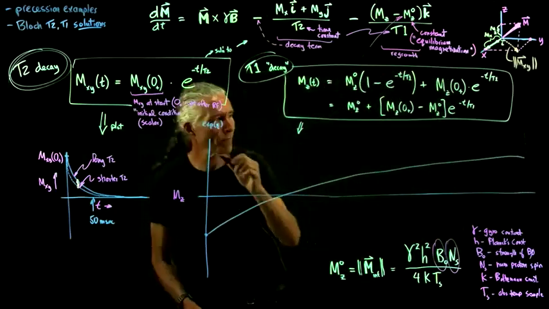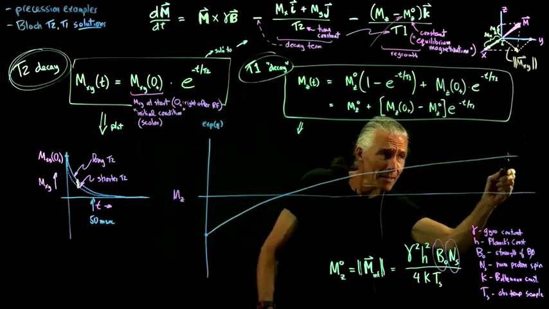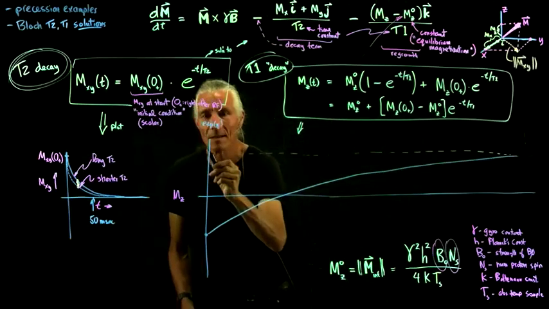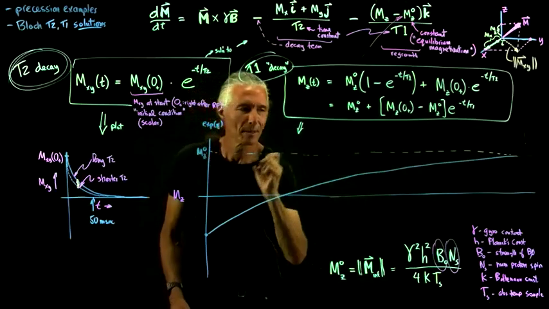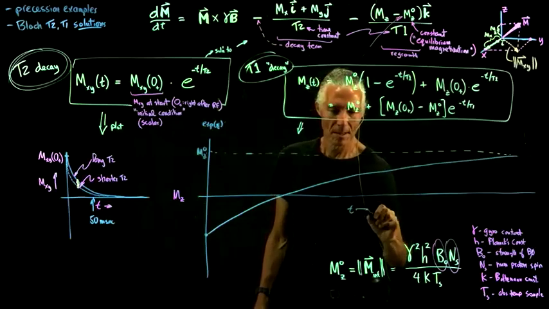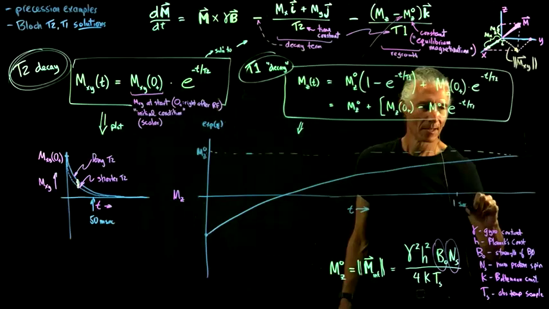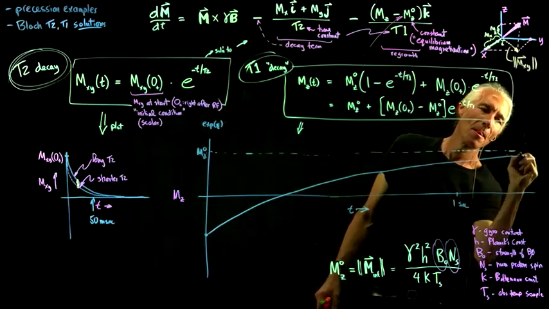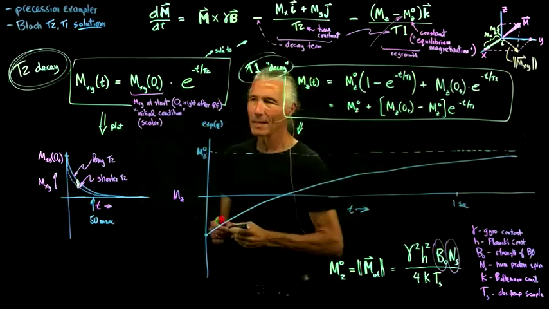And what is it aiming for? It's aiming for mz0, because after a long period of time, so this is time, and this might be, say, 1 second, we aren't quite there yet. Like that. And so we have the same thing here.